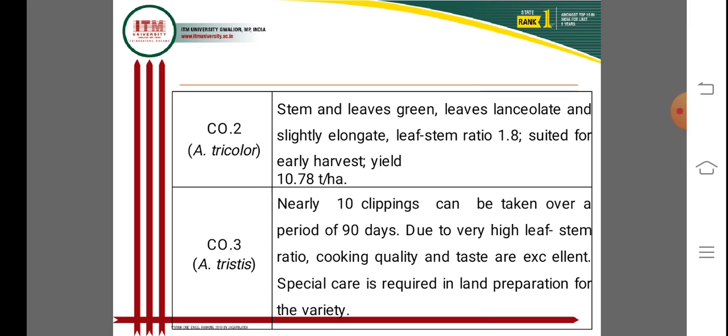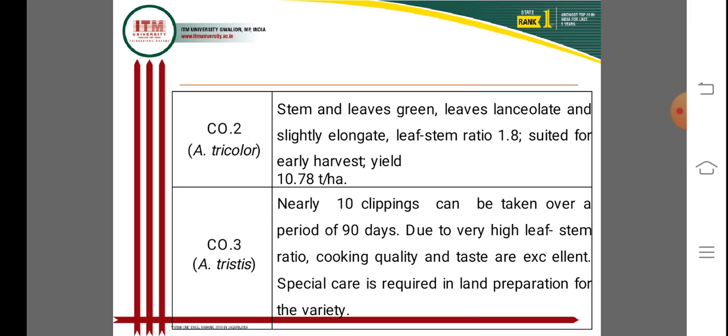The next variety is CO3, developed from Amaranthus tristis. Coimbatore 3 is a variety from Coimbatore university. Nearly 10 clips can be taken over a period of 19 days. Clips means the number of harvests that can be taken in that period.